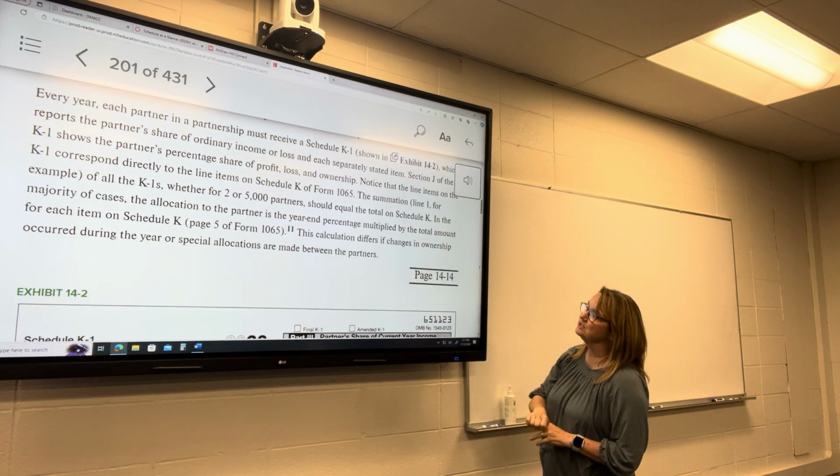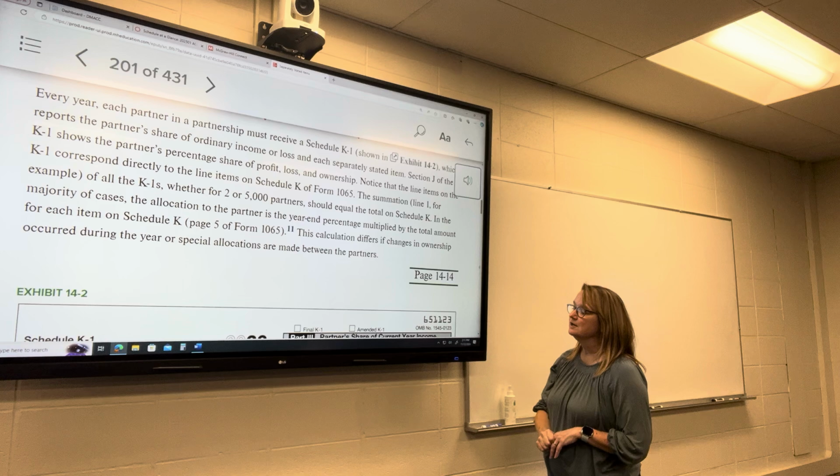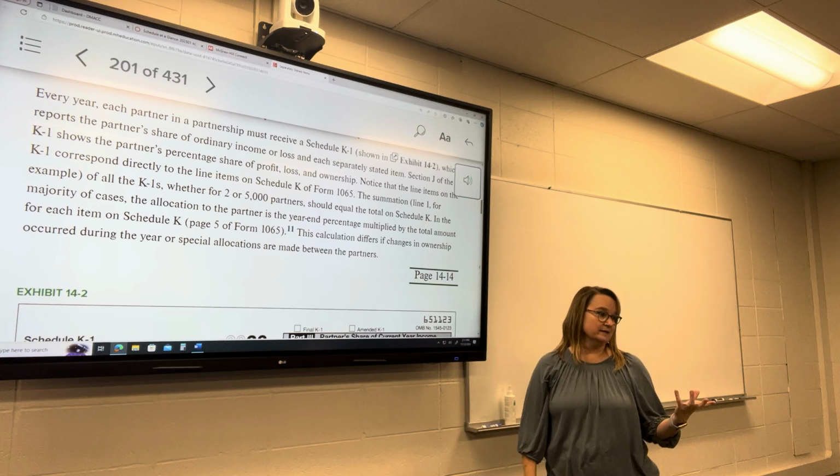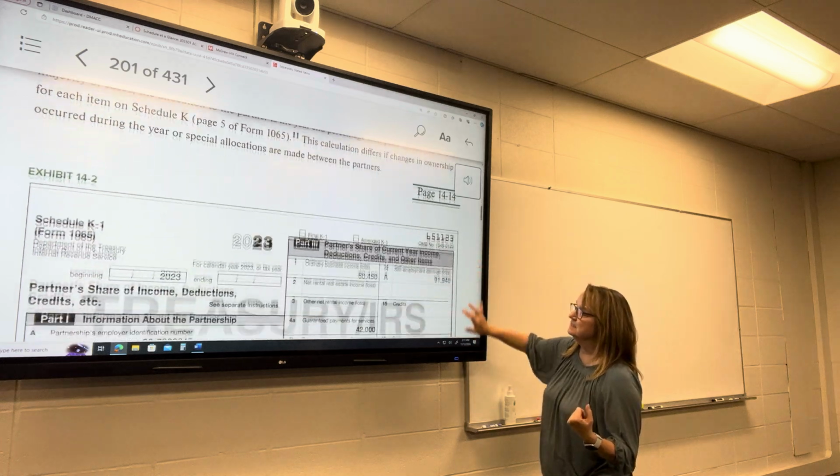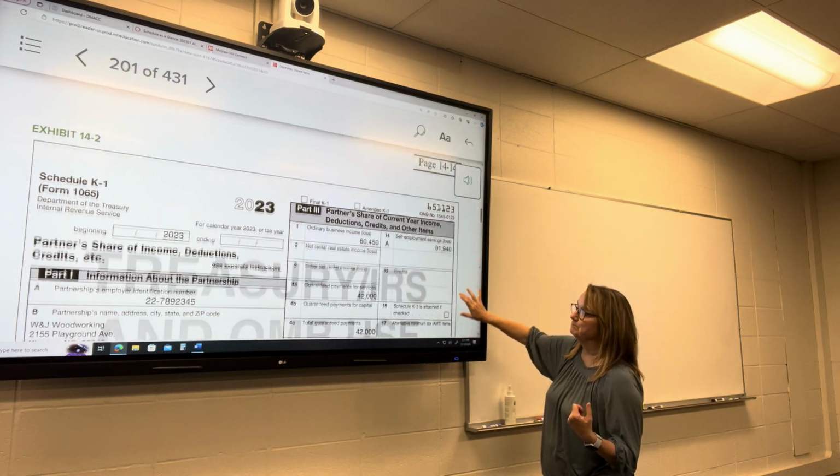If there's a change in ownership during the year, though, there could be a special allocation that has to be done. Okay, that creates some complications.